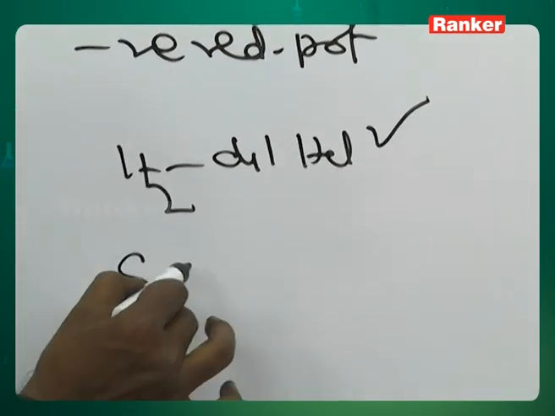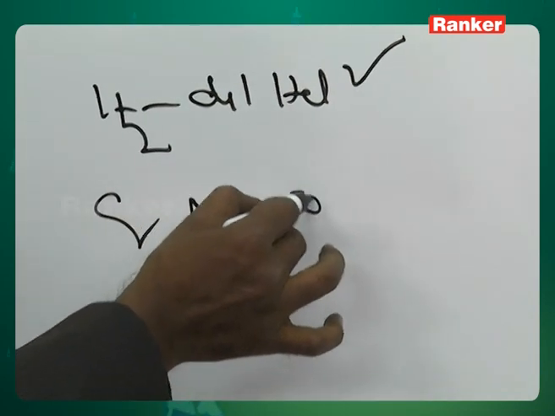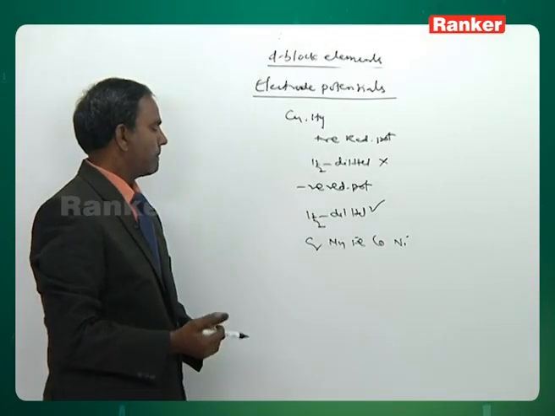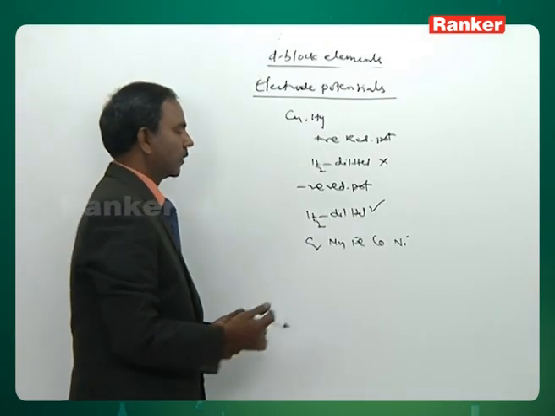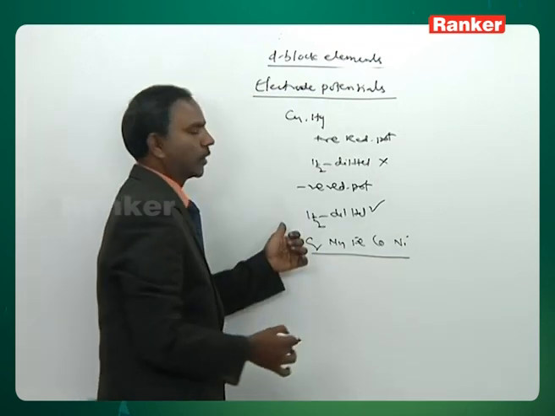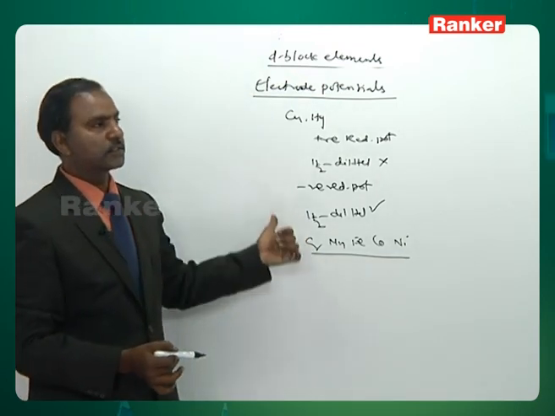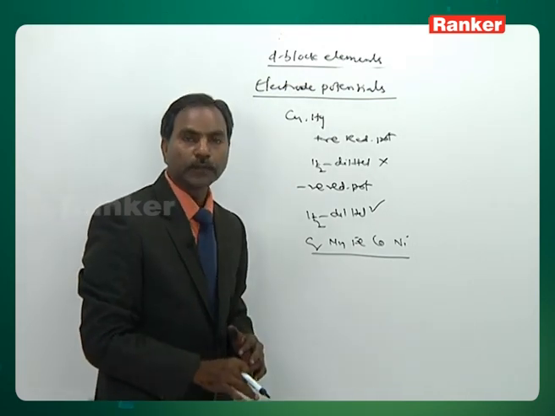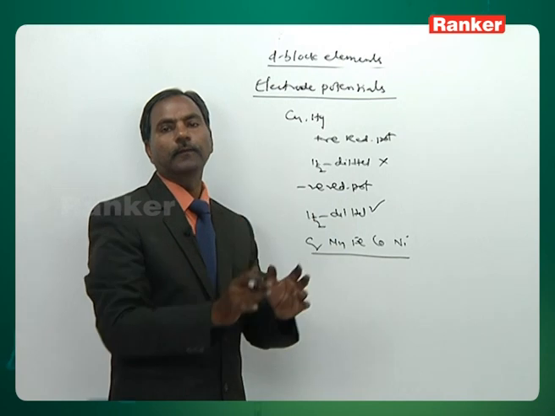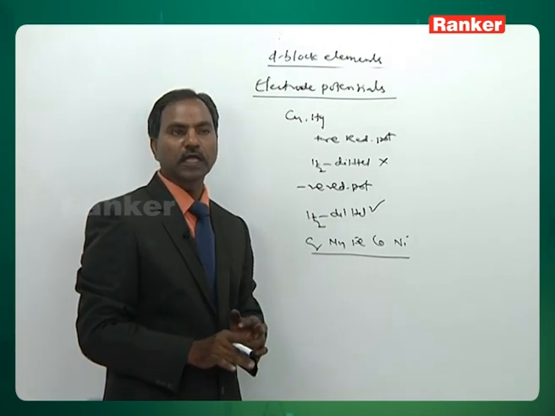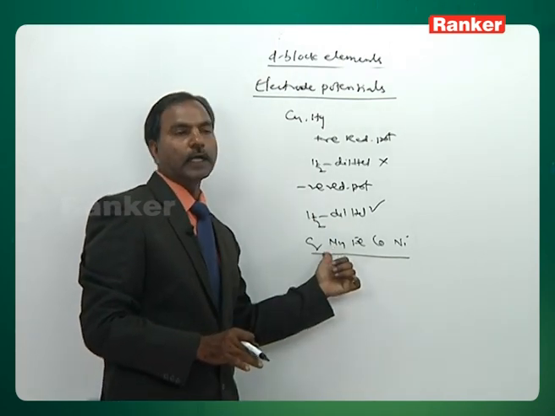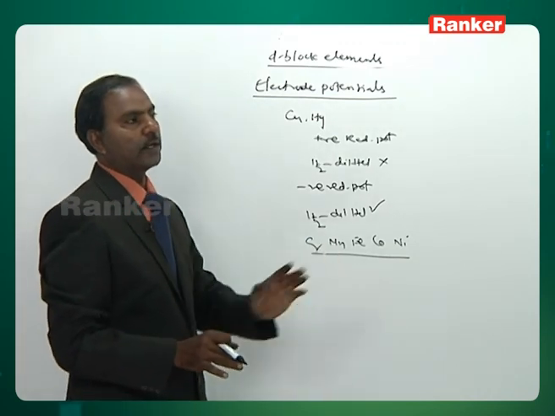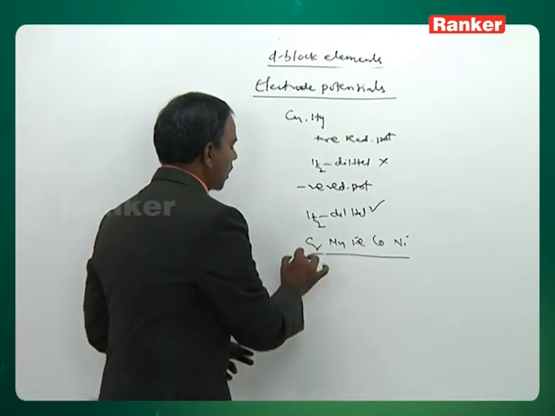Due to these reasons: variable oxidation states, variable valencies, unpaired electrons, incompletely filled d orbitals, and the finely powdered state with greater atomic surfaces, they adsorb the reactants and form an unstable intermediate and facilitate the reaction to take place. Because of these reasons, most of the d-block elements and their compounds act as best catalysts.